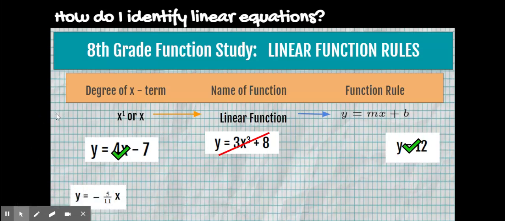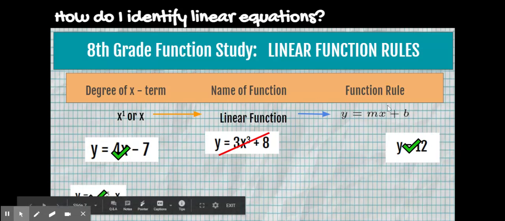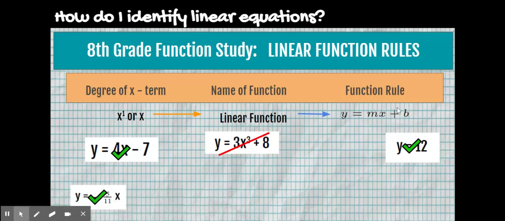All right, so here we have y equals negative 5/11 x. Is this part of the linear family of functions or not? It is. This one has an mx term, but it doesn't have a constant. So we would assume that that constant would just be a plus 0. And in simplification, we wouldn't ever show an equation with a plus 0. So that is part of the linear family. How about this one?